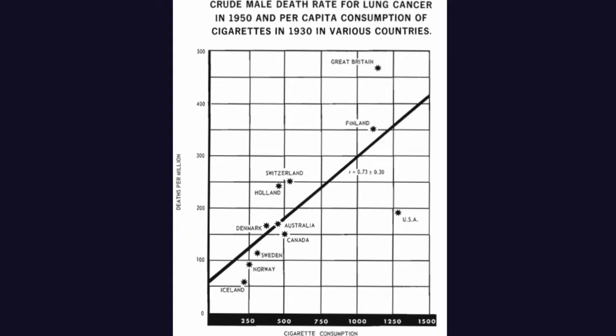Tufte repeatedly extols the virtues of scatter plots throughout his book, providing examples like this one showing how it has been used to portray cause and effect. The cause being cigarette consumption and the effect being deaths per million.